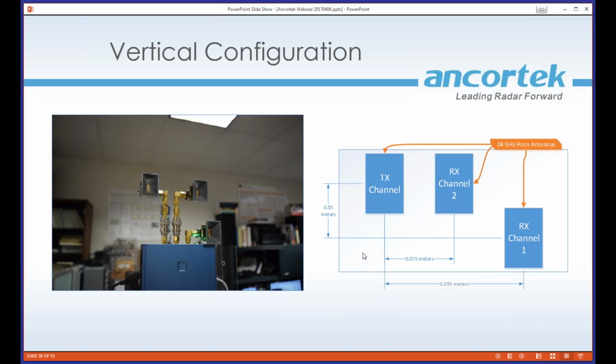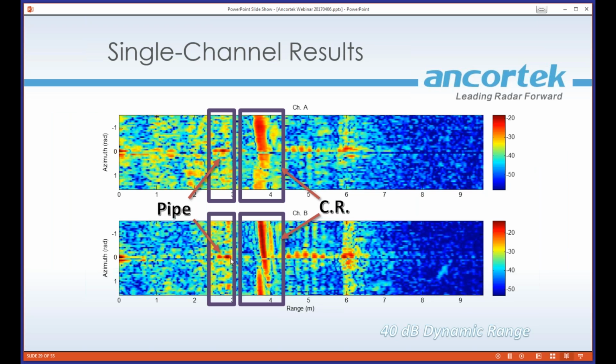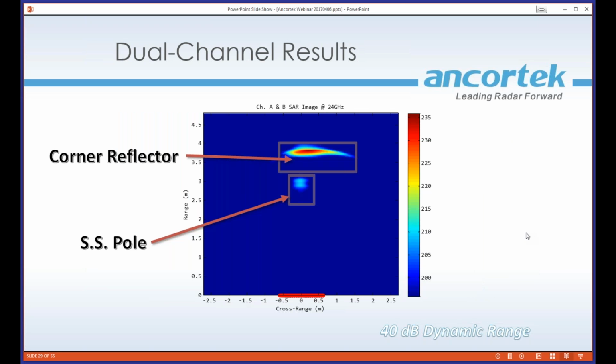So we then started playing around with different configurations for the antennas. These horns are a little bit wider than they are tall, so we reoriented them into a vertical position. We have our transmit channel up above, receive channel up above, and the first receive channel down below, but they're all vertical. And that gave us some better results for the pipe. The pipe shows up a lot stronger. Our corner reflector is still there, nice and bright. And then we get the wall, and so this was the pole and the corner reflector here.